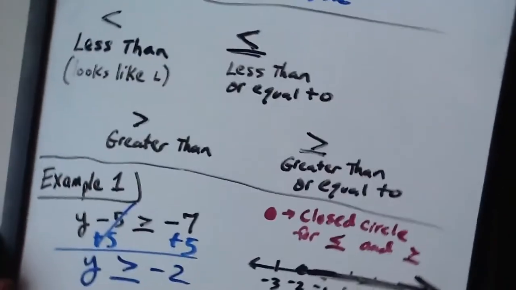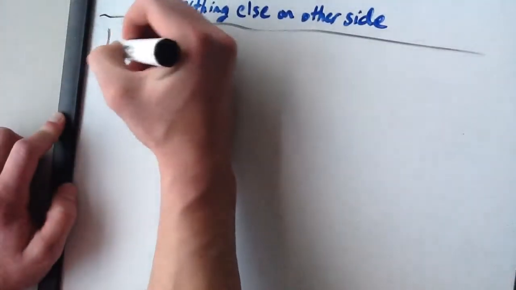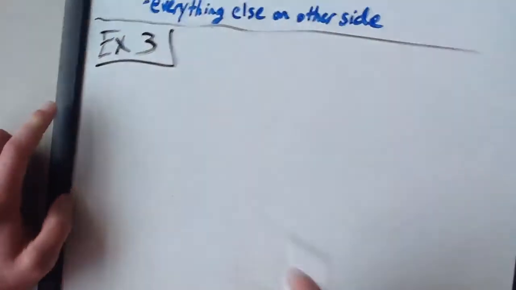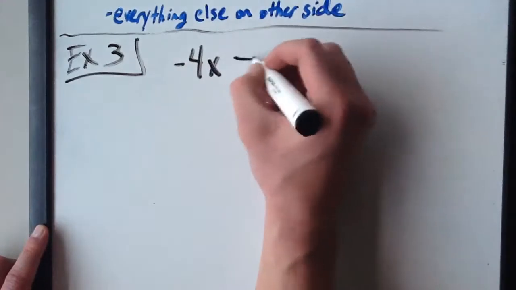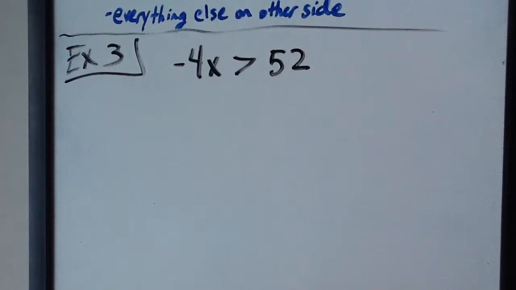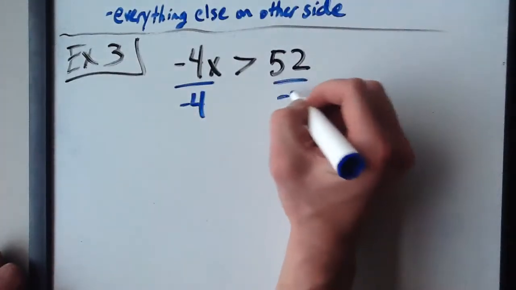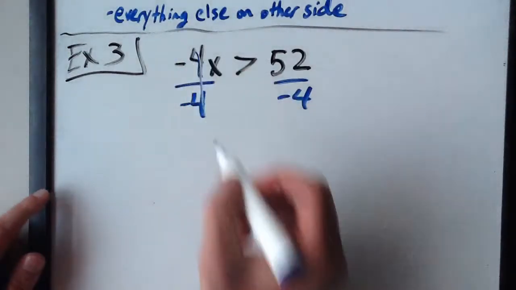Okay, 2 more examples. Come back up here. Okay, here we'll call this example 3. Example 3, EX for example. Okay, example 3, I have negative 4x greater than 52. Okay, I need to get x by itself. To get x by itself, I'm going to need to divide by the coefficient of x. So I'm going to divide by negative 4. Of course, I do that to both sides. Now, when I do that to both sides, these negative 4's simplify. Negative 4 over negative 4 is 1.